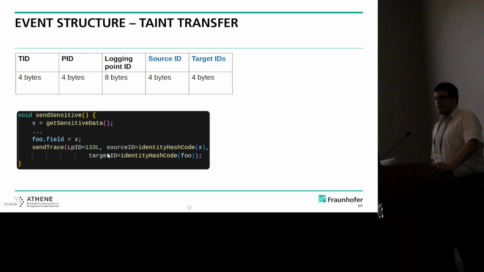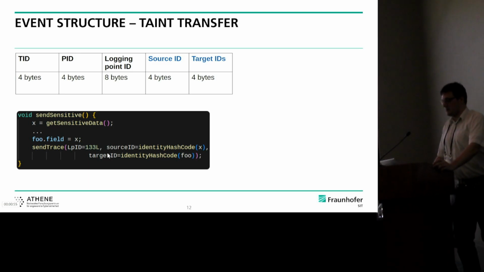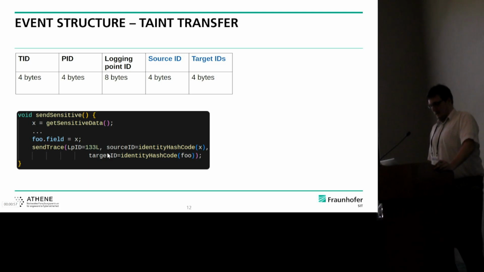In this case, we have an optimization: we have a set on the device where we keep a list of all tainted objects, so that we don't have to send every ID every time something could have been tainted. So we only send the necessary events in order to save some bandwidth.